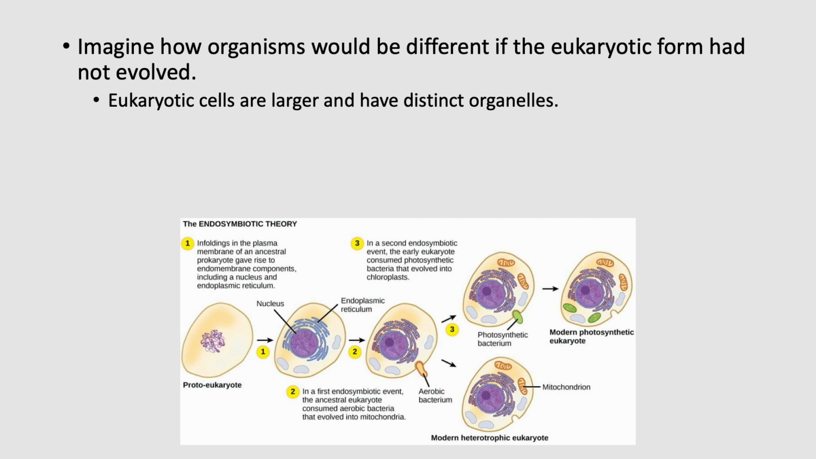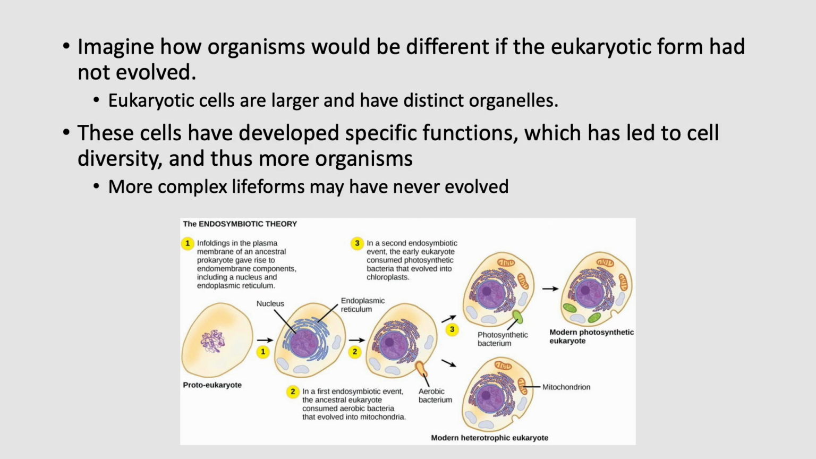Now imagine how organisms would be different if the eukaryotic form had not evolved. Eukaryotic cells are larger and have distinct organelles, and therefore can create much more complex structures. So these cells have developed specific functions, which has led to cell diversity and thus more organisms. So more complex life forms have evolved because of this endosymbiotic theory.